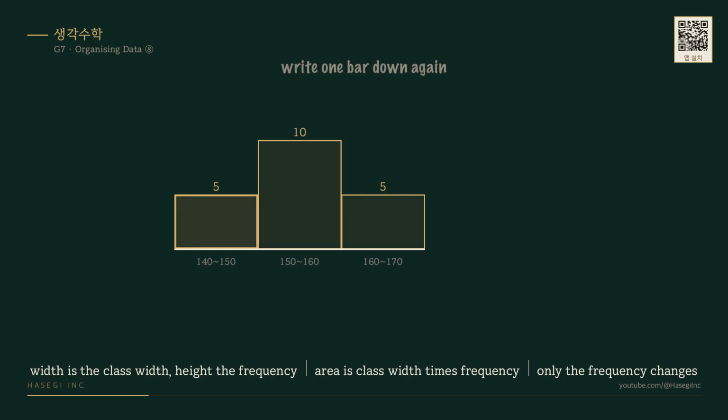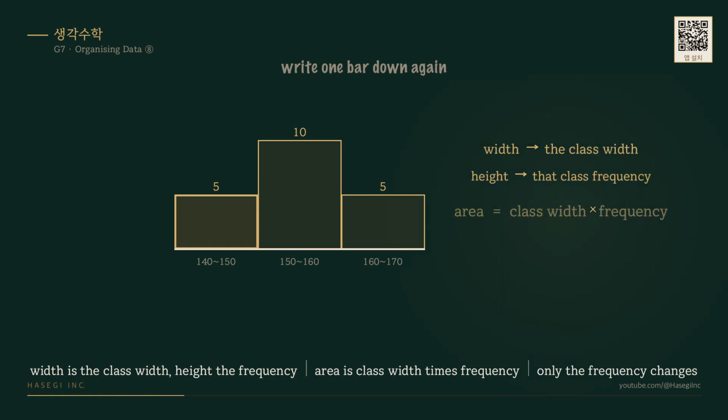The width is the class width, and the height is that class's frequency. So the area is the class width times that frequency. The first box, the second box, every box has the same form. Only the frequency changes from one to the next.